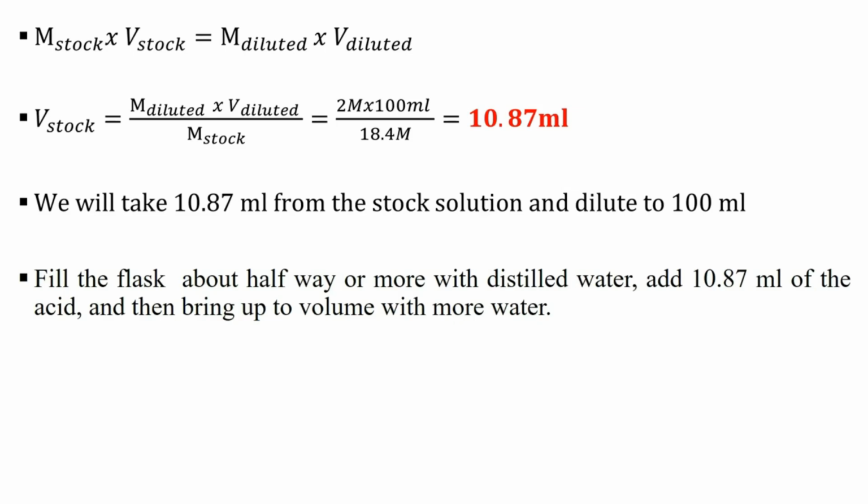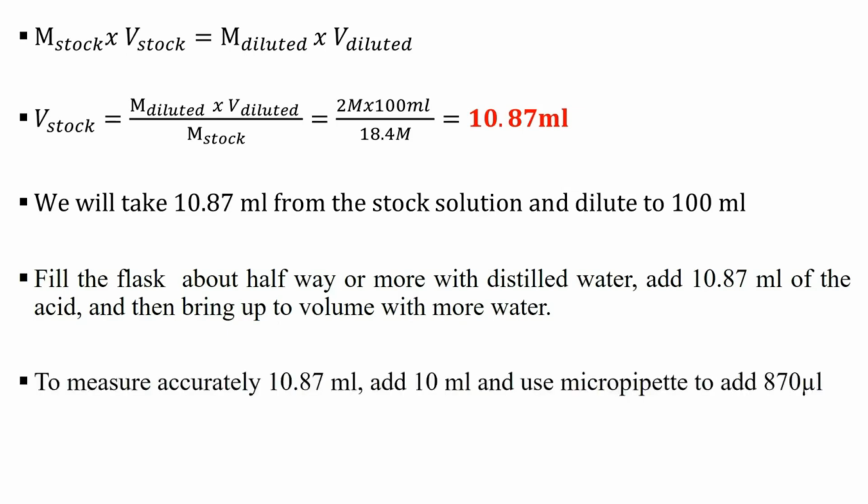So what you have to do, you will fill the flask about halfway or more with distilled water. So you need to fill the flask halfway with distilled water. Then you will add 10.87 milliliter of the acid, and then you will bring up to volume with more distilled water. So that is what I was telling you.